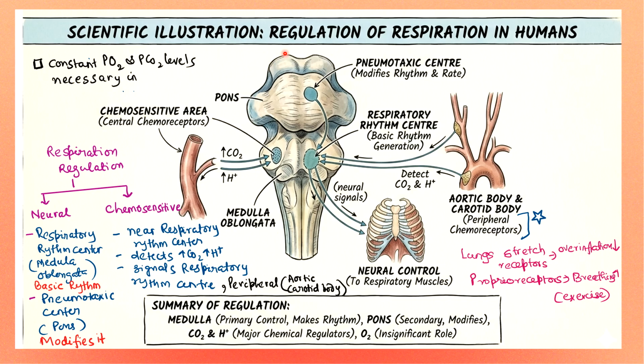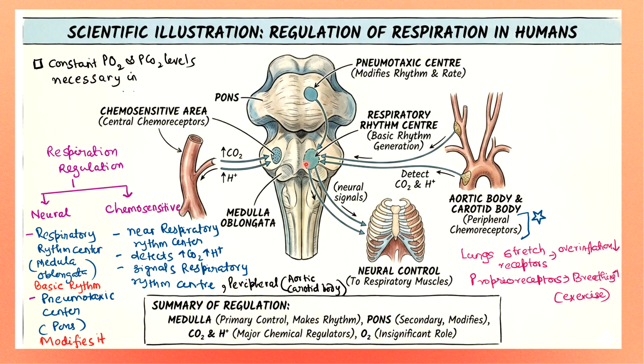So let's see the regulation of respiration. Respiration is a very complex process and it needs to be regulated because we need a constant level of oxygen and carbon dioxide in the blood. This regulation is of two types: neural or nervous regulation, and chemosensitive or chemical regulation. Neural regulation has two components: the respiratory rhythm center and the pneumotaxic center.